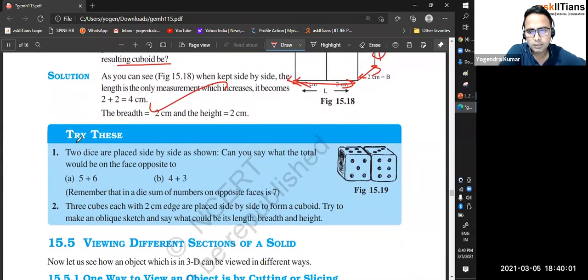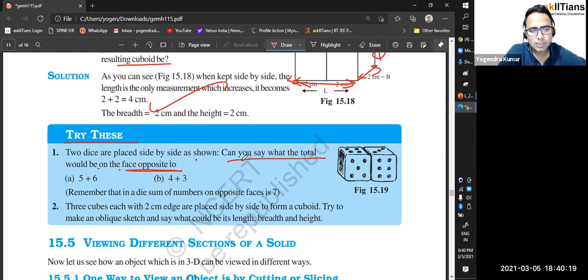Okay, let's see this. Try these. Two dice are placed side by side. Can you say what the total would be on the opposite faces? Are you getting it? Two dice are placed side by side as shown. Okay, here it is shown here.